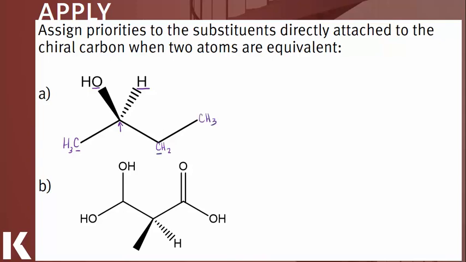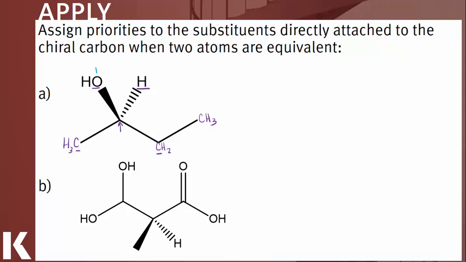Now, you might see the issue. We know that oxygen is going to be higher priority than either carbon. It has a bigger atomic mass. It comes first. But which one comes second? Well, we have a tie. And when we have a tie, we always go to the next atoms out.